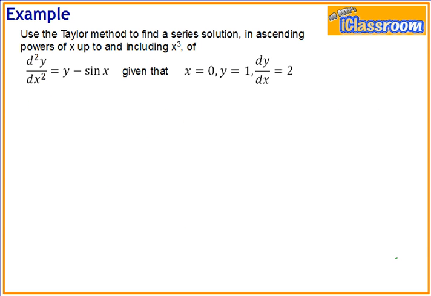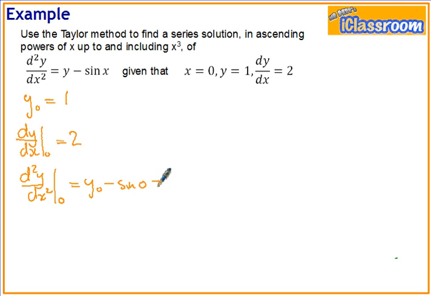So here we want to find, using a Taylor method, the series expansion in ascending powers of x, up to and including x cubed, of the following differential equation, given the following boundary conditions. I'm told that my boundary condition is that x is 0, so I'm going to evaluate all of my functions at 0. I know that y evaluated at 0 is 1. I want to find dy by dx evaluated at 0, which again comes from my boundary conditions and is 2. I want to find d2y by dx squared evaluated at 0, which will come from here: y evaluated at 0 minus sine of 0, which is 1 minus 0, or 1.